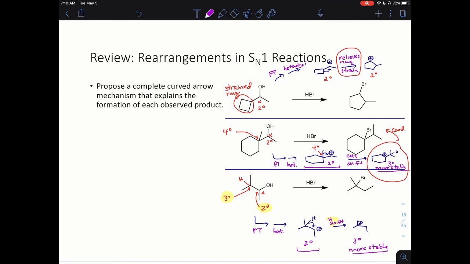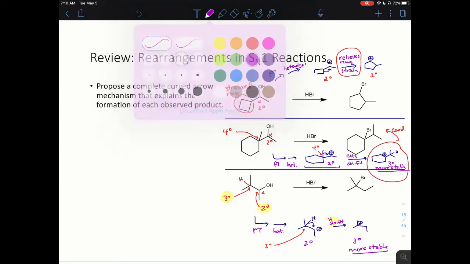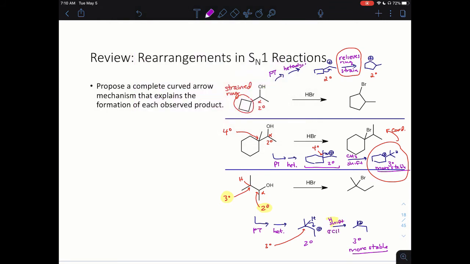It's secondary. Now it's adjacent to this tertiary carbon. The tertiary carbon has a hydride, a hydrogen, and that hydrogen is smaller than methyl, so it shifts over. So we have those sigma CH electrons donating into that empty p orbital on the alpha carbon, on the carbocation carbon, and that generates for us a more stable tertiary carbocation.